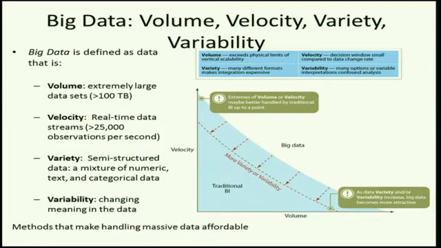And then variability in the data. What you think the data means today may not be what it actually means tomorrow. That can happen, and when that happens, there's variability in the data. And so creating systems that can deal with this kind of thing, velocity, volume, variety, and variability, is one of the hallmarks of a big data enterprise.